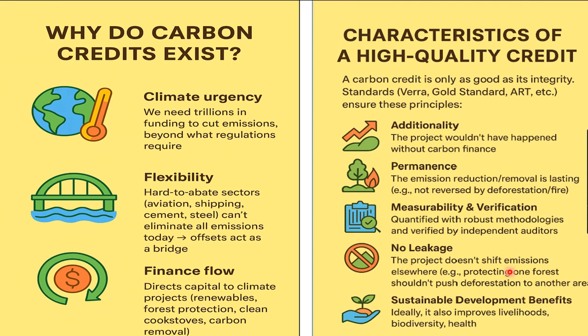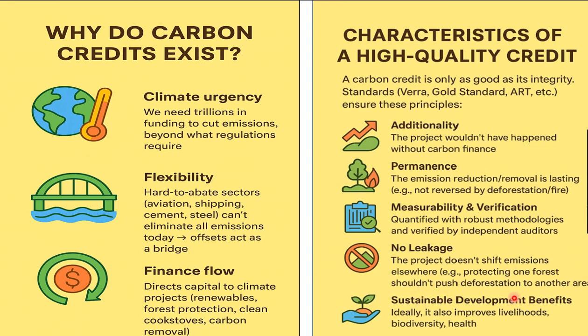Leakage means the project doesn't shift emissions elsewhere. So if, say, on a particular piece of land you're doing the project and emission reduction is happening, it should not happen that on the adjacent piece of land or somewhere near the project, because of your project, there is an increase in some emissions, or you're cutting down trees. If you have to cut down trees to get the reduction here, the purpose is defeated. So there should be no leakage.